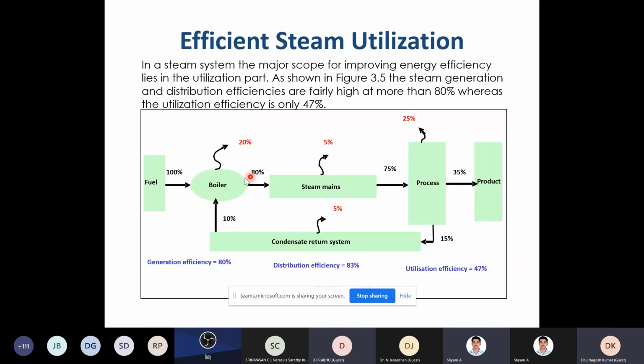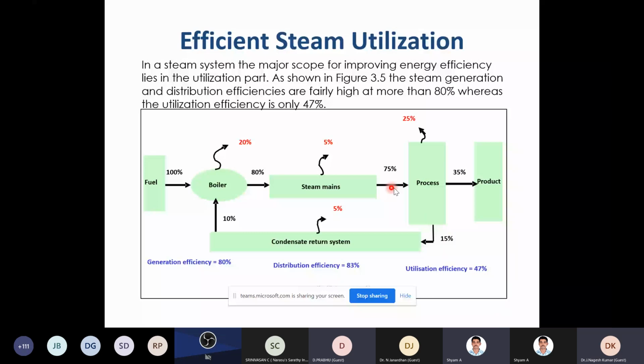So this 80% heat in steam is going to the distribution. That means it is carried through the pipelines, and there is a little bit of loss, 5%, due to insulation. Even if you provide insulation, there may be 5% loss. It reaches the process, so 75% of the fuel's heat has reached the process. In the process, let us say there is a heat exchanger, where you want to heat something, or a dryer. Let us take the case of a steam dryer. So we are giving 75% of heat.